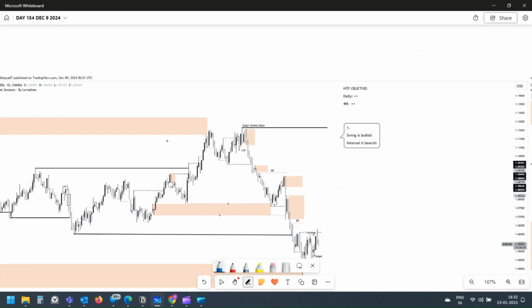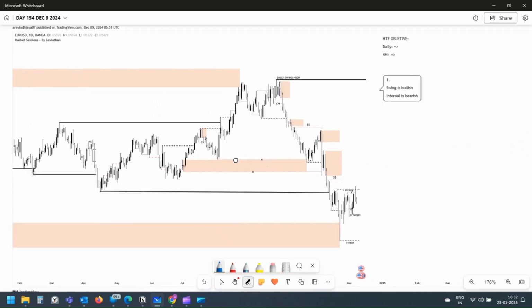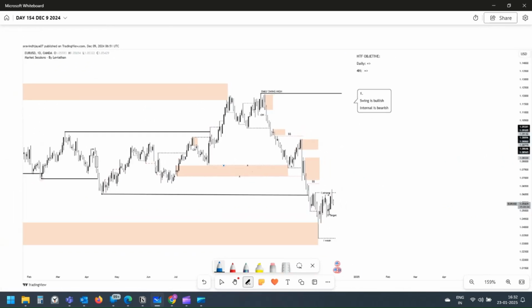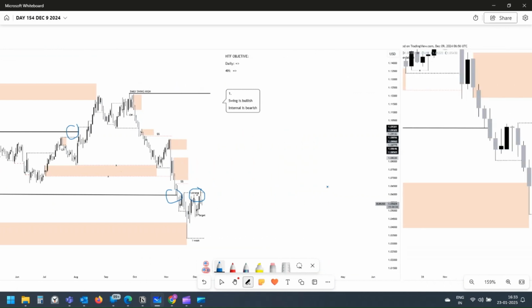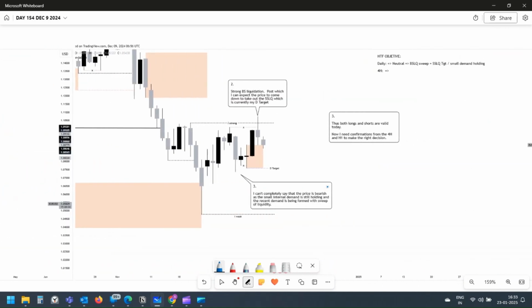on this day. So this is the euro dollar, the daily chart. The swing structure is bullish and the internal structure is bearish, and there is a strong buy side liquidity sweep here, which you can see even from the zoomed out version itself. So zooming in, you can see that the price had swept the strong internal high as well as this buy side liquidity, which means price can seek out some sell side liquidity.